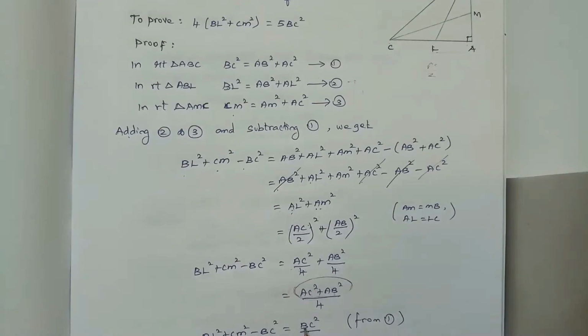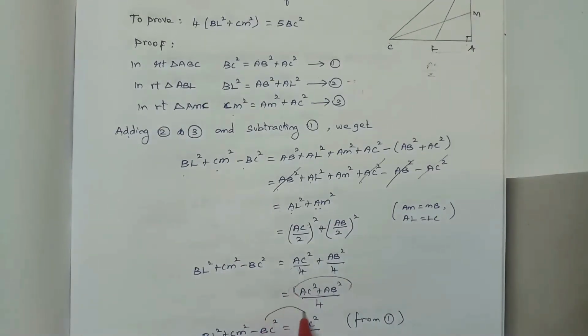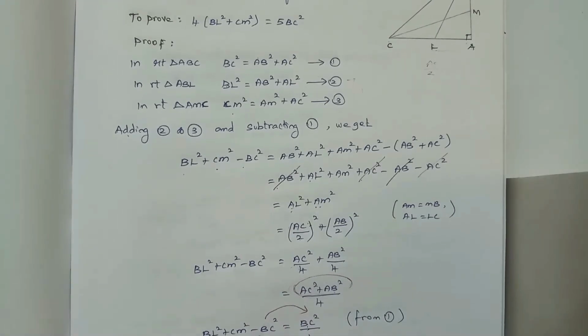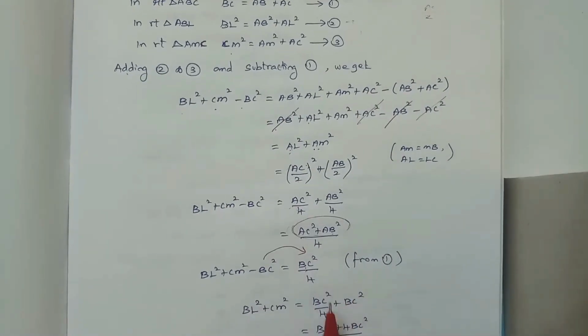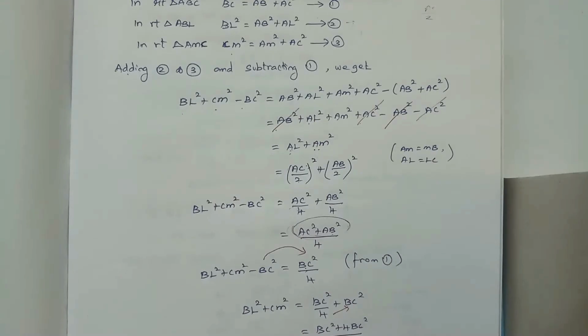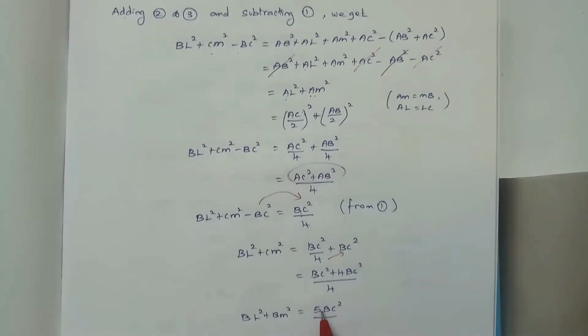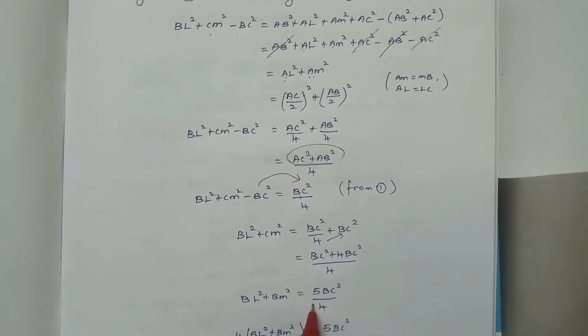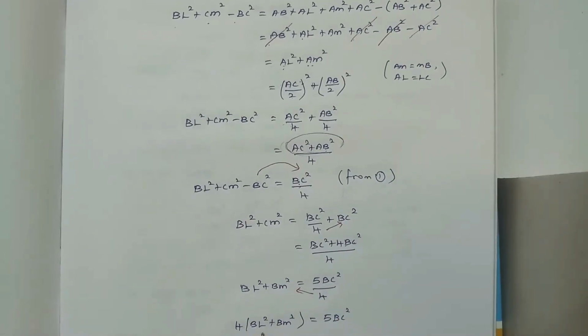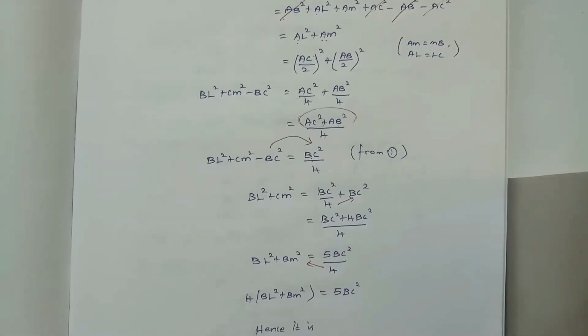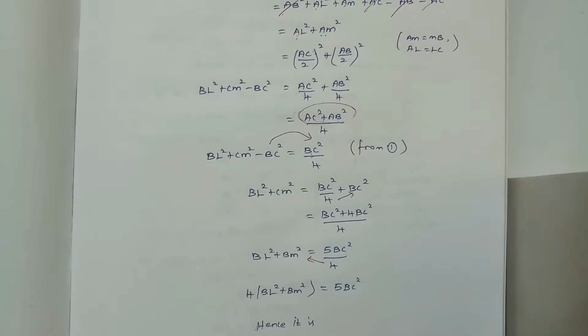So BC square, right? Just taking this minus BC square to the RHS, minus BC square will become plus BC square. Just bringing the like terms to the RHS. So BC square divided by 4 plus BC square. Just do the cross multiply. So BC square plus 4 BC square divided by 4, right? BC square plus 4 BC square is nothing but 5 BC square, so 5 BC square divided by 4. Taking this 4 to the LHS, 4 times of BL square plus CM square is equal to 5 times of BC square. Hence it is very easy, right?